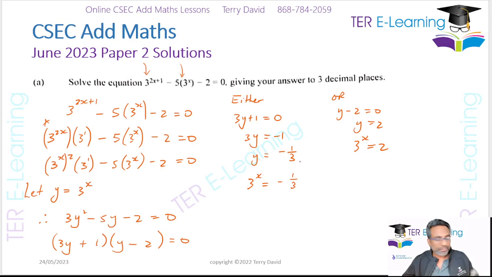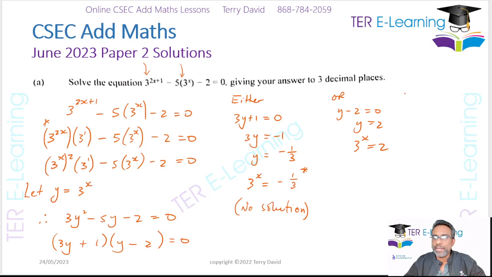Now, if you attempt to work the first one, where 3 to the power x is equal to negative 1/3, and you use a calculator and try to work out log of negative 1/3, you're going to get an error. So this here is not going to give me any solution. There is no solution for this one, and the main reason for that is that you can't find the log of a negative number.